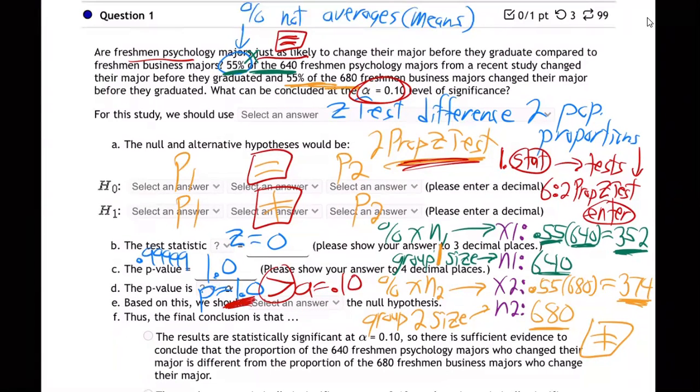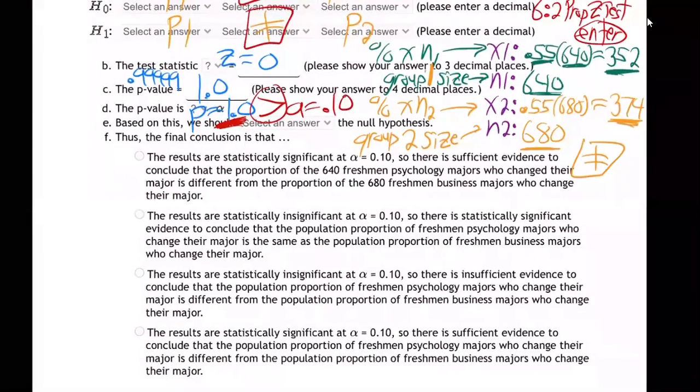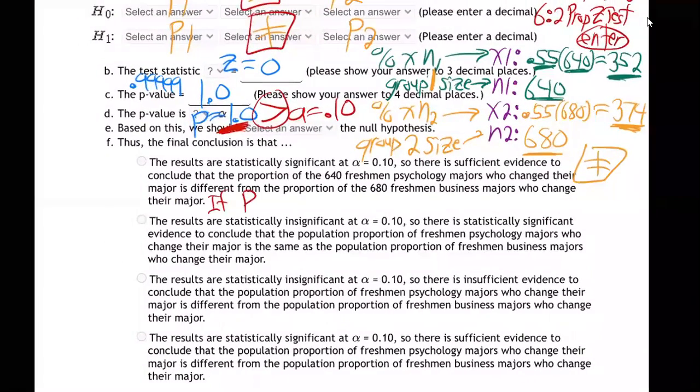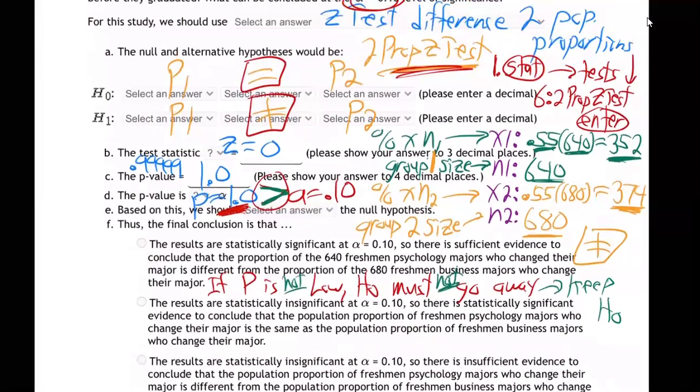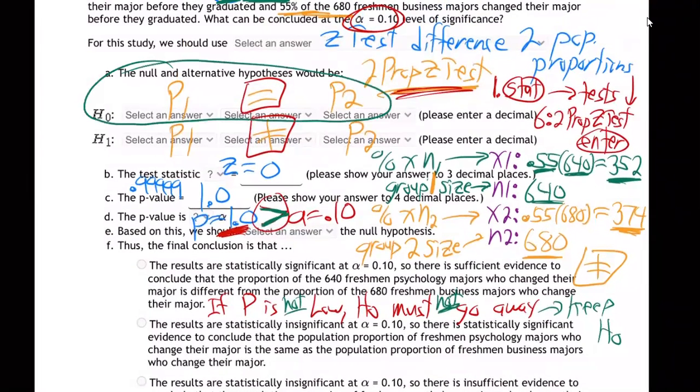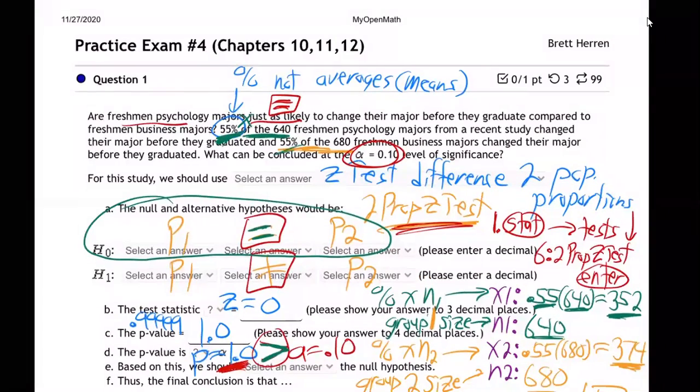All right. And so what does that mean about our conclusion? You know how we do these conclusions. I'll write it right here. If the P is low, the H0 must go away. But our P is not low, right? It's greater. If the P is not low, then the H0 must not go away. We're going to keep the H0, which means keep the idea that they're equal. Of course they're equal. Look at them, 55% and 55%.